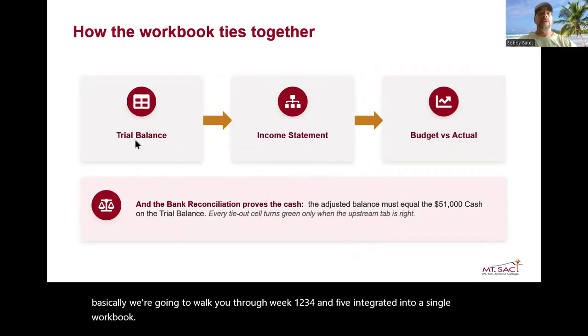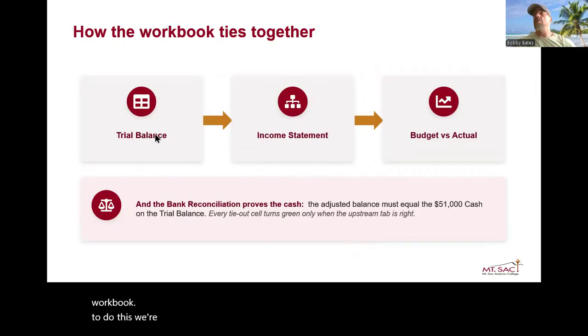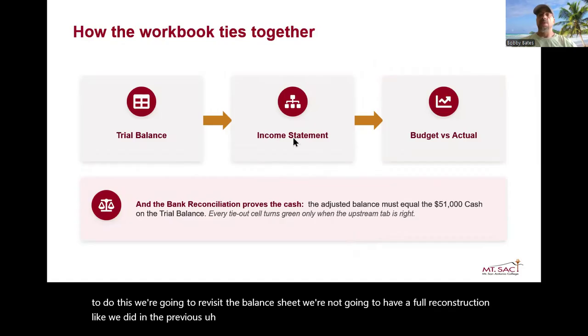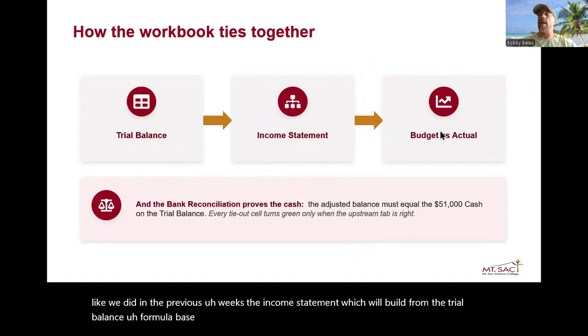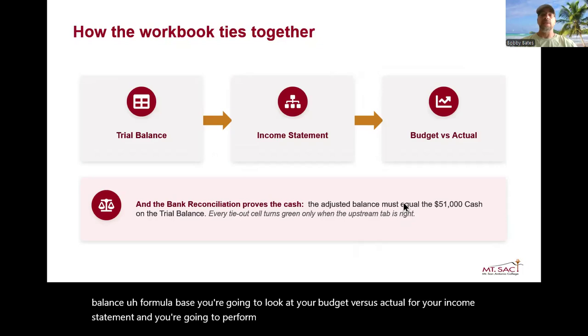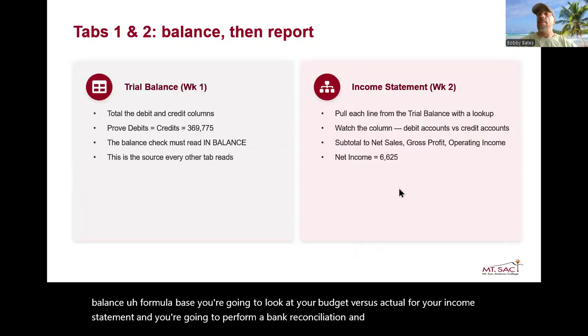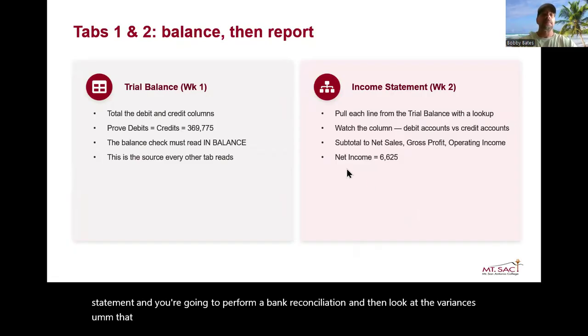To do this, we're going to revisit the balance sheet. We're not going to have a full reconstruction like we did in the previous weeks. The income statement, which will build from the trial balance formula base. You're going to look at your budget versus actual for your income statement, and you're going to perform a bank reconciliation and then look at the variances that come from your income statement.